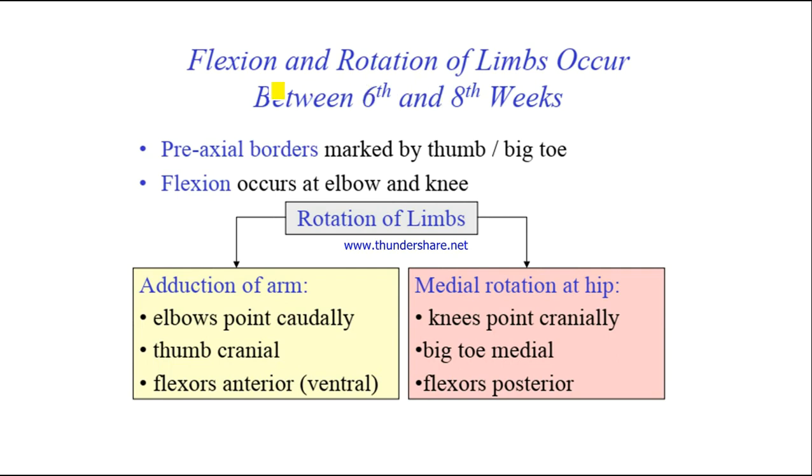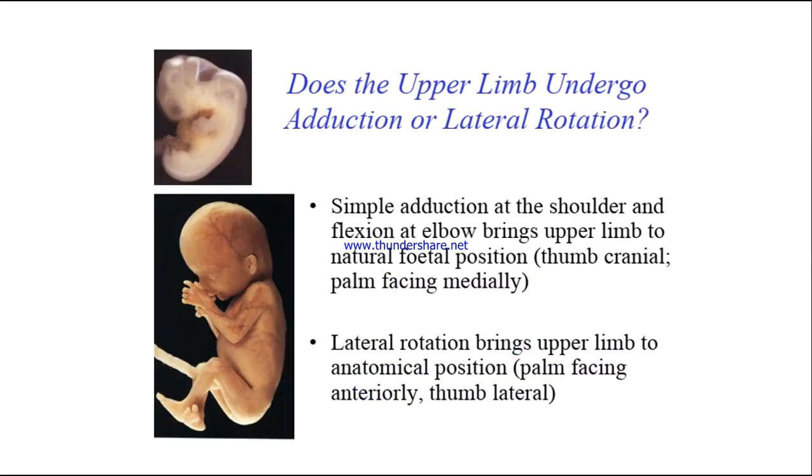So let's talk about the flexion and rotation of the limbs occurring between the 6th and the 8th weeks. We've got the preaxial borders marked by the thumb and the big toe, and flexion occurs at the elbow and the knee. So we've got the rotation of the limbs: adduction of the arm, the elbow points caudally, the thumb cranially, and the flexors are anterior ventral. We've got medial rotation at the hip, the knees point cranially and the big toe medially, and then the flexors are posterior.